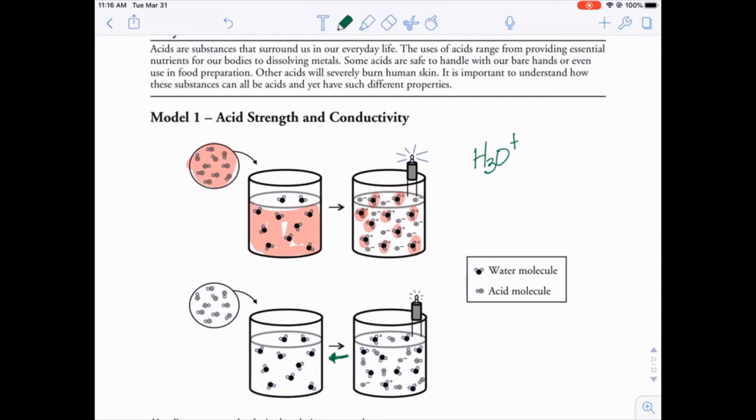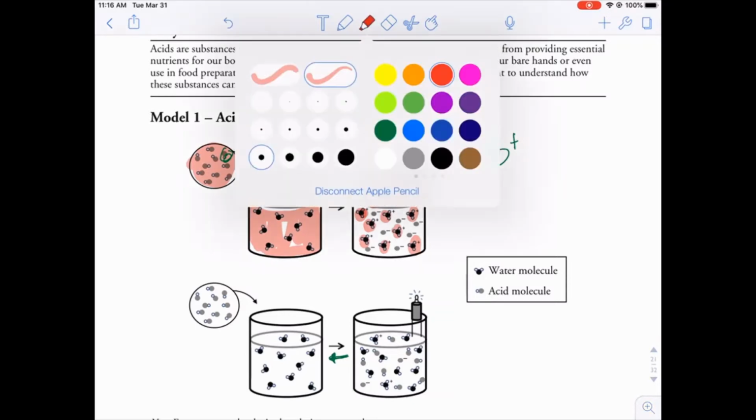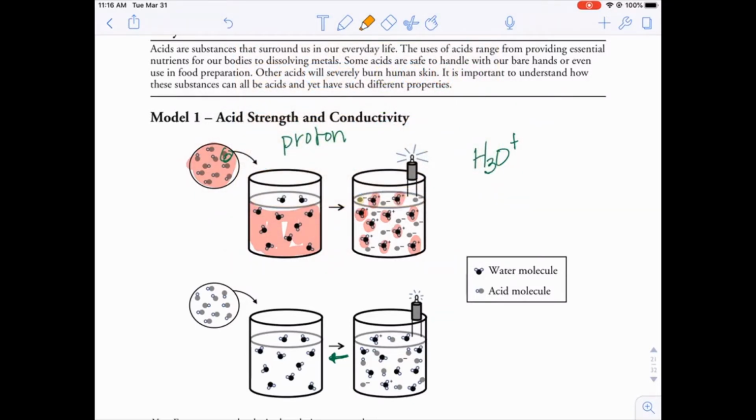Remember, the definition of an acid is a proton donor, which is a hydrogen atom, hydrogen nucleus. Proton donor, hydrogen nucleus, same thing. And so the acid over here has donated its hydrogen to each one of those water molecules. We can also see that the anion now is free to swim about in the water. Okay? And we have 100% of the acid molecules that have interacted with water.